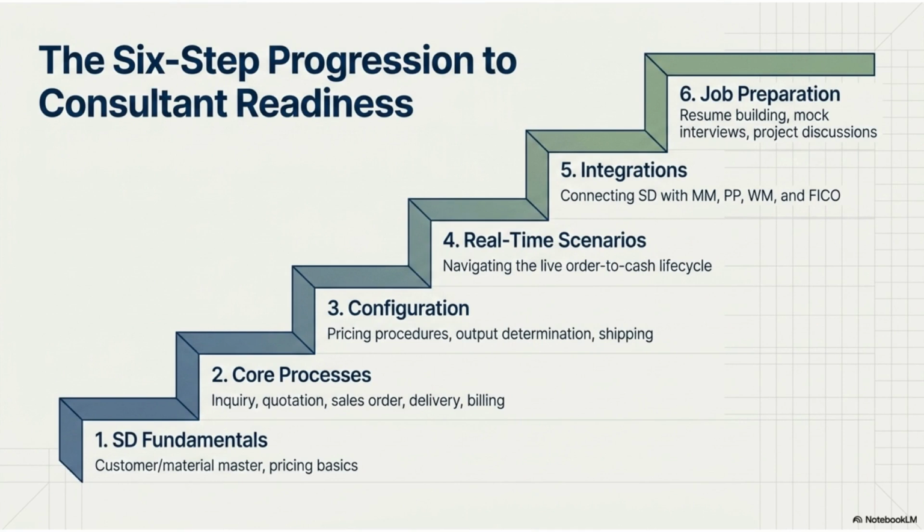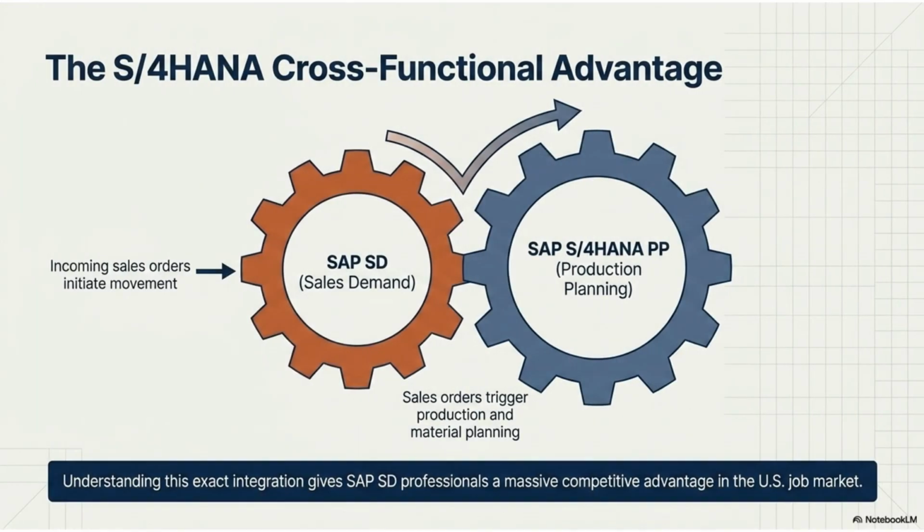We start with SD fundamentals and move through core processes, configuration, and real-time scenarios. We then explore integrations with other modules before concluding with comprehensive job preparation. Understanding the integration between SAP SD and other modules, such as production planning, provides a major competitive advantage. Sales orders trigger production and material planning, showcasing the cross-functional power of the SAP S/4HANA system.